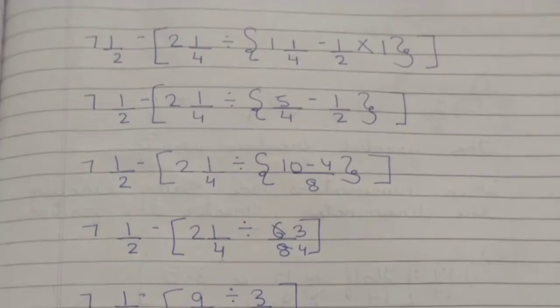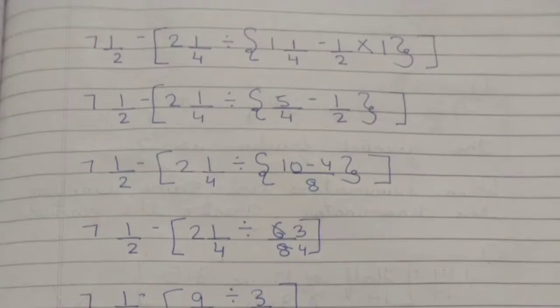So we will open the bracket and we will multiply by 1, because when there is no sign outside the bracket, that is the multiplication sign. So our next step will be 7 1 by 2 minus in the bracket 2 1 by 4 divided by in the bracket 1 1 by 4 minus 1 by 2 into 1, close the bracket, close the bracket. After this, now the innermost bracket has 1 1 by 4 minus 1 by 2 into 1. So now we will solve that bracket.